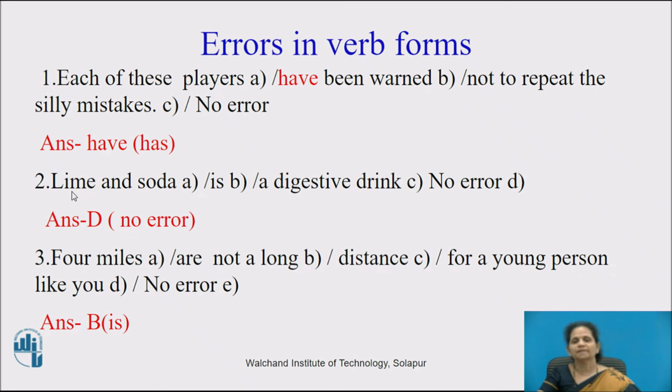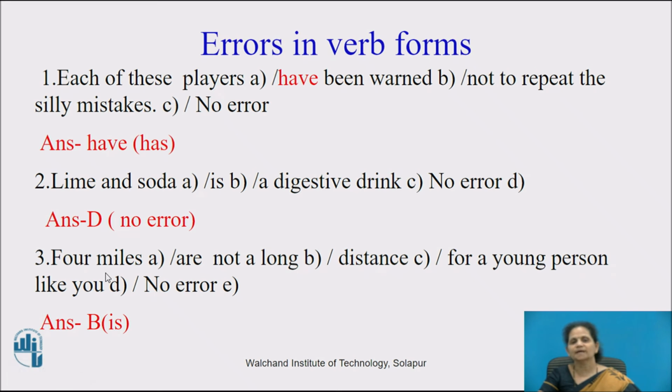The second example, lime and soda is a digestive drink. So here there is no error, because lime and soda, though they are joined by and, indicate one food or one unit, and that's why the answer is correct. The verb whatever it is used, it is correct, and that's why there is no error. So you can choose the last option.